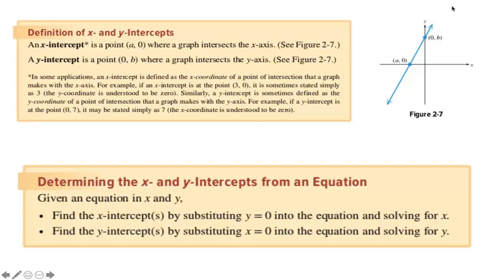And it doesn't have to be a line, it could be also any other graph or equation. So to find the x-intercept, we have to make y be 0, because the x-intercept is where y is 0, and we solve for x in that case. To find the y-intercept, we make x be 0, and then we solve the equation for y.